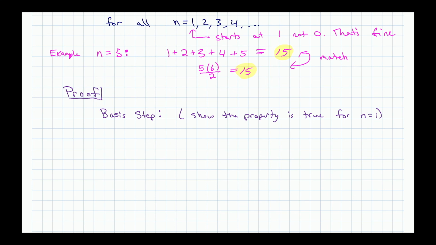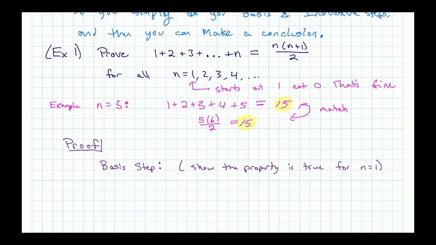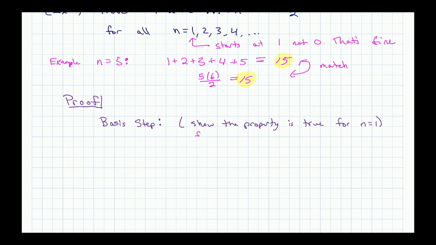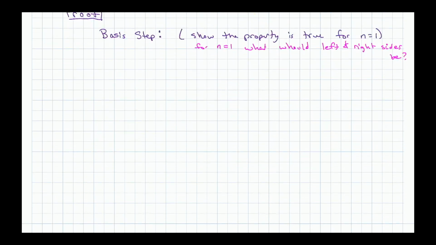Okay, now how do you do that? You just write it out directly. So what would the left-hand side be if n equals 1? So for n equals 1, what would the left and right sides be? Right, that's what you should think. You don't need to write that. That's what you should think. Show the property is true for n equals 1. So you'll see me do this a lot. I'll write LHS, and that's just like left-hand side.